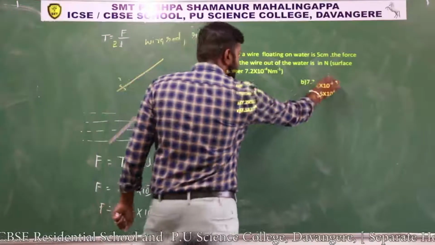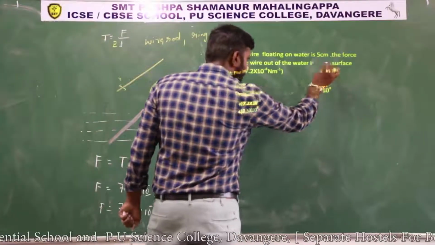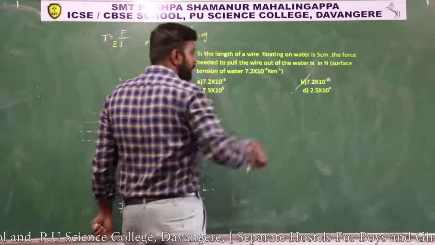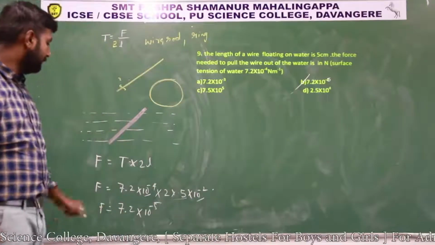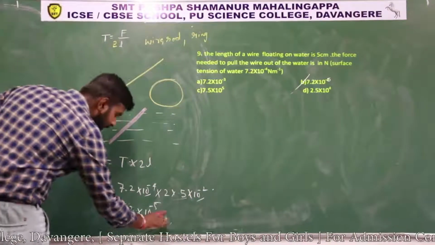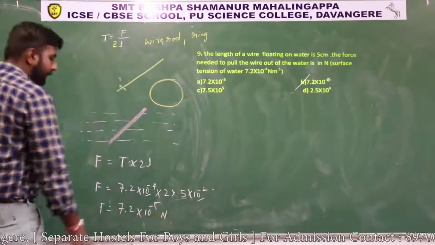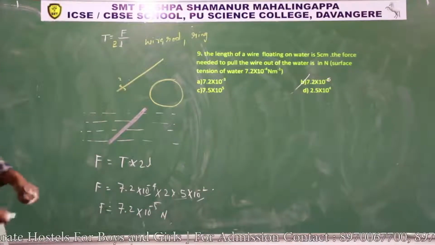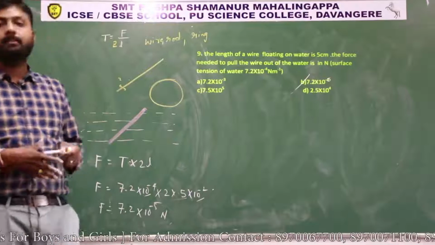Let us make it 10 to the power minus 5. The option is the second option. The force required is 7.2 into 10 to the power minus 5 Newton.